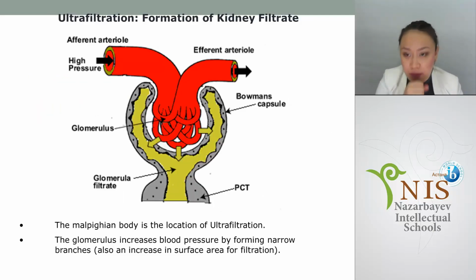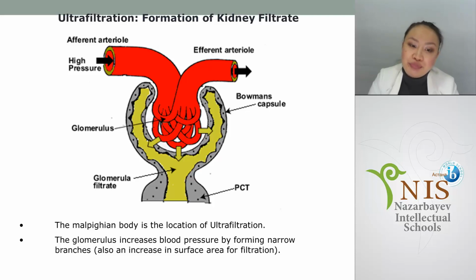Ultrafiltration, formation of kidney filtrate. The Malpighian body is the location of ultrafiltration. The glomerulus increases blood pressure by forming narrow branches, also an increase in surface area for filtration. Look at this Malpighian body. We said it consists of two basic parts: Bowman's capsule and glomerulus. The afferent arteriole comes from the aorta. That is why it has a high pressure.